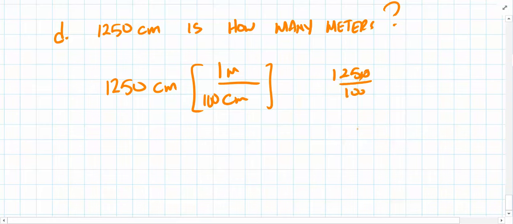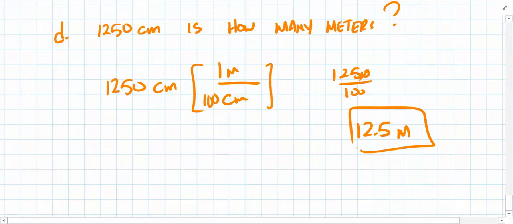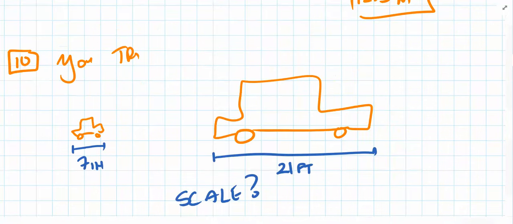So here it is. You have a little model car that is 7 inches long. The real car is 21 feet long. It's a model of the two. I'm asking for the scale in inches per feet. Okay, see if you can figure it out. Ready, set, go. Try it.